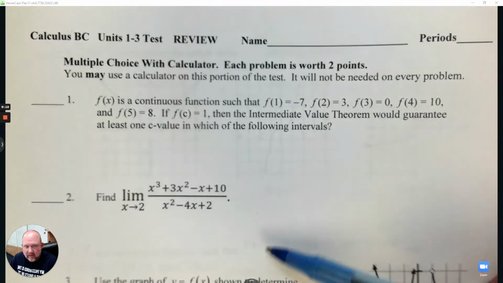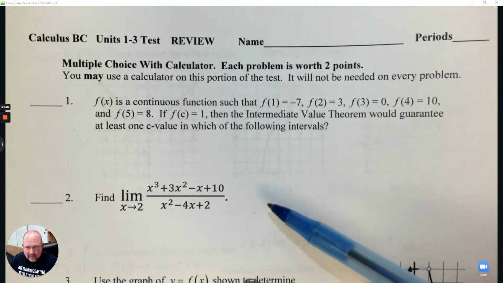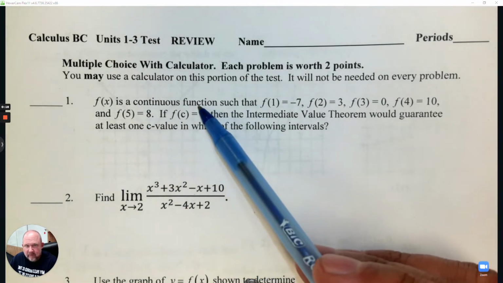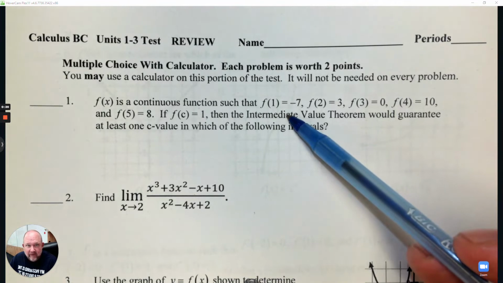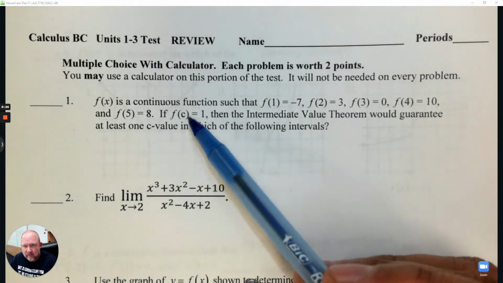So let's look at each one. I'll go through what it is. All these kind of questions will likely be on the exam. A function's continuous. That's important. F at 1 is -7, F at 2 is 3, F at 3 is 0, F at 4 is 10, F at 5 is 8. All right, what's the point?